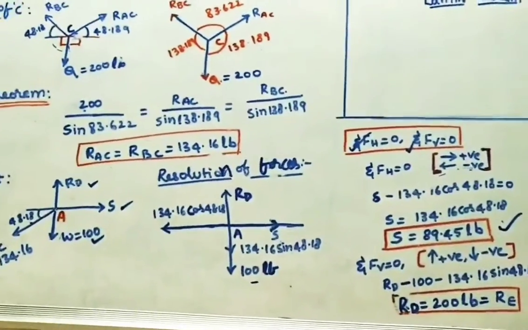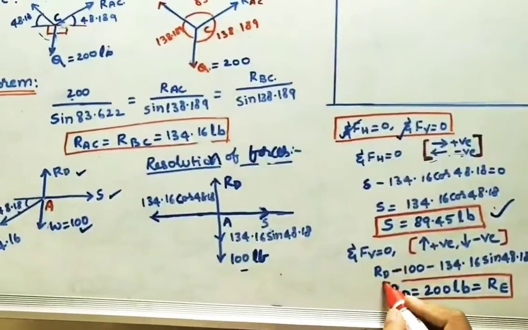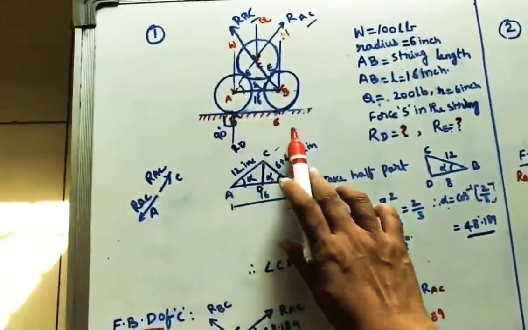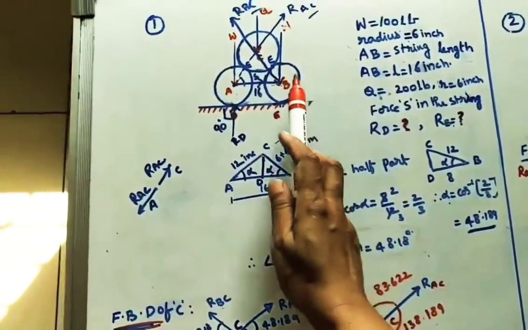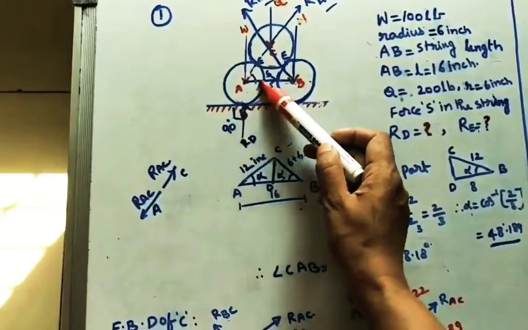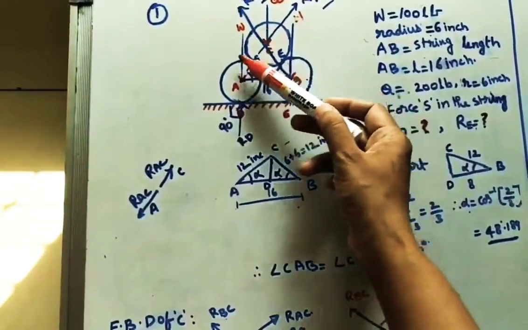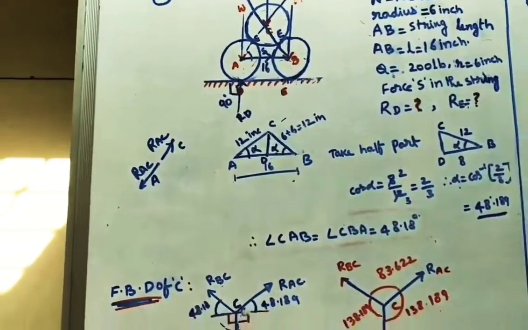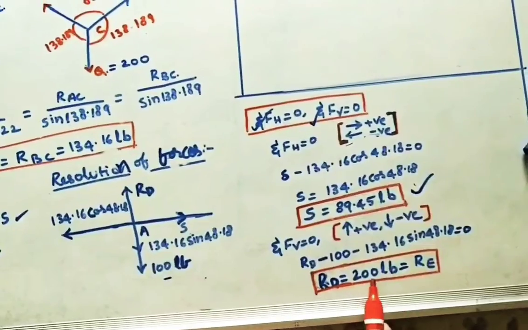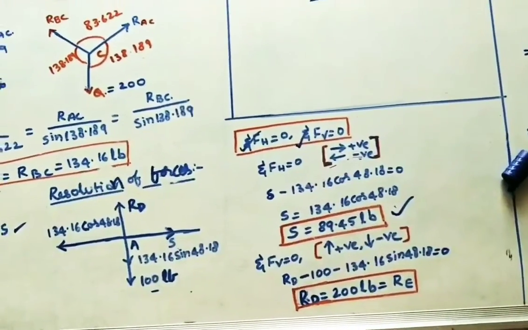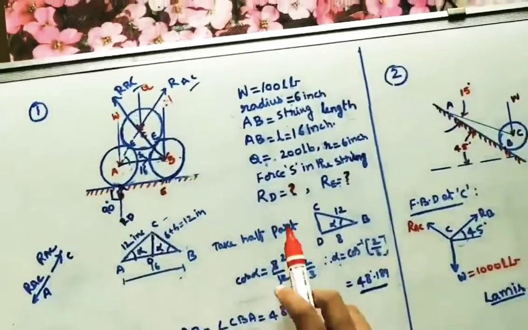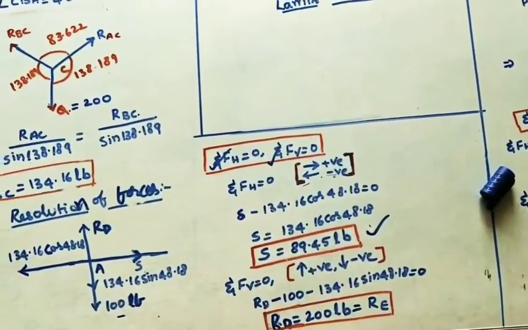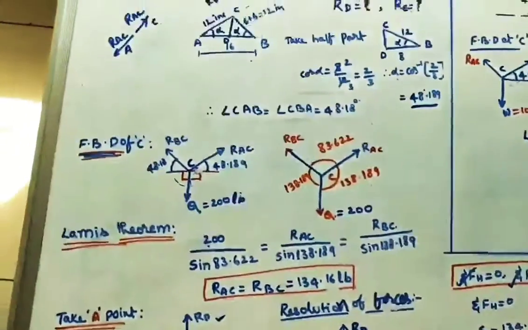Now from this equation we get the RD value, meaning the reaction at point D. The reaction at point D and the reaction at point E are the same because it is symmetrical. Both cylinders have the same radius. Both are touching the only one cylinder. So whatever reaction is at point D, the same reaction is at point E also. So I am writing RD is equal to RE is equal to 200 lb. In the question, if you are checking, we have to find RD and RE values. We did that here. So this is the solution for the given problem.